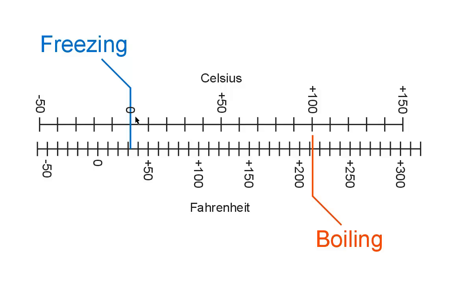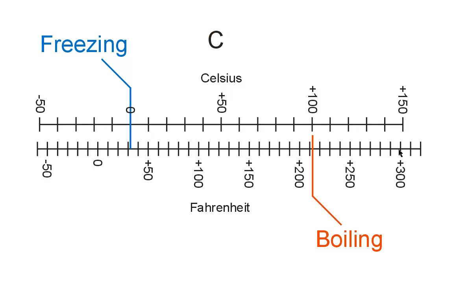0 degrees Celsius is the freezing point of pure water, and plus 100 Celsius is the boiling point. So the difference in degrees Celsius is 100 degrees. That is choice C. Choice C, as in degrees C.